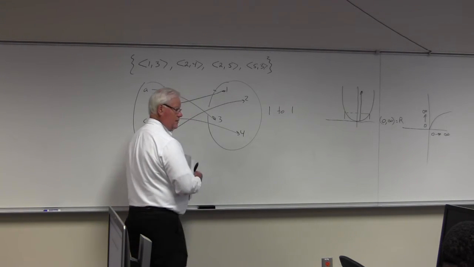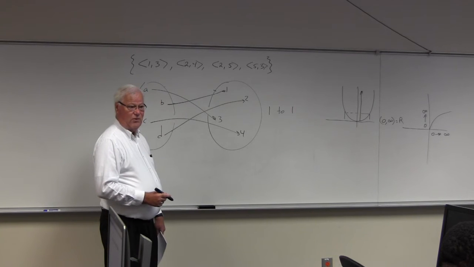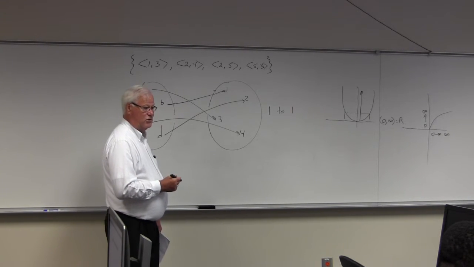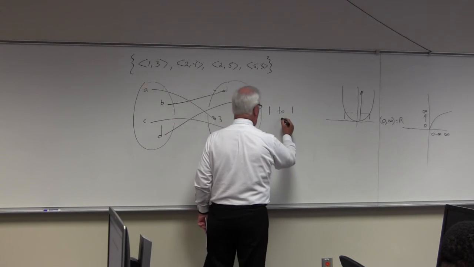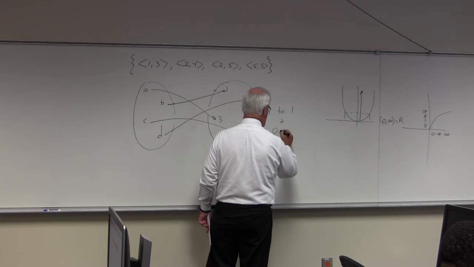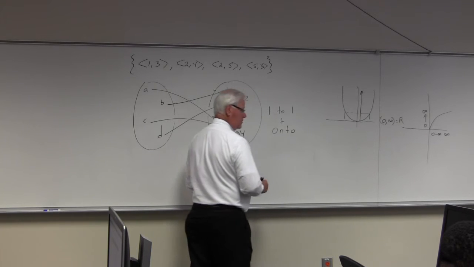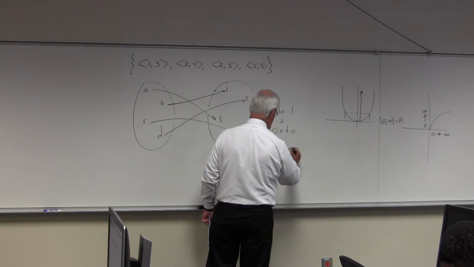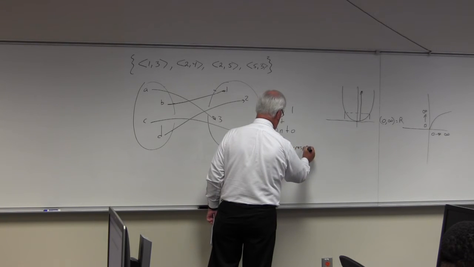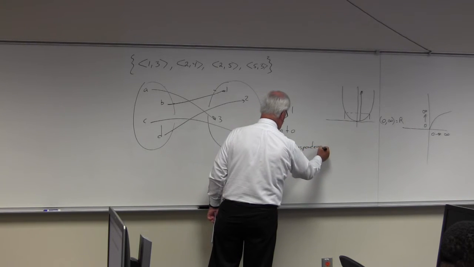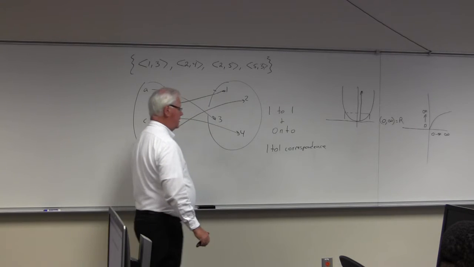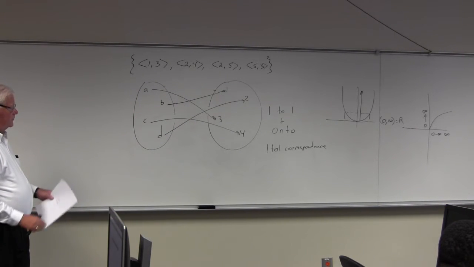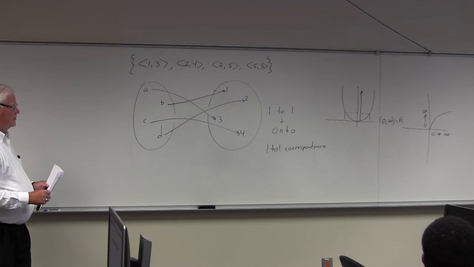Now what do I have? Well, I still have one-to-one, don't I? What else do I have? It's onto. So one-to-one and onto has a special name, and that's called a one-to-one correspondence. Okay. One-to-one correspondence.